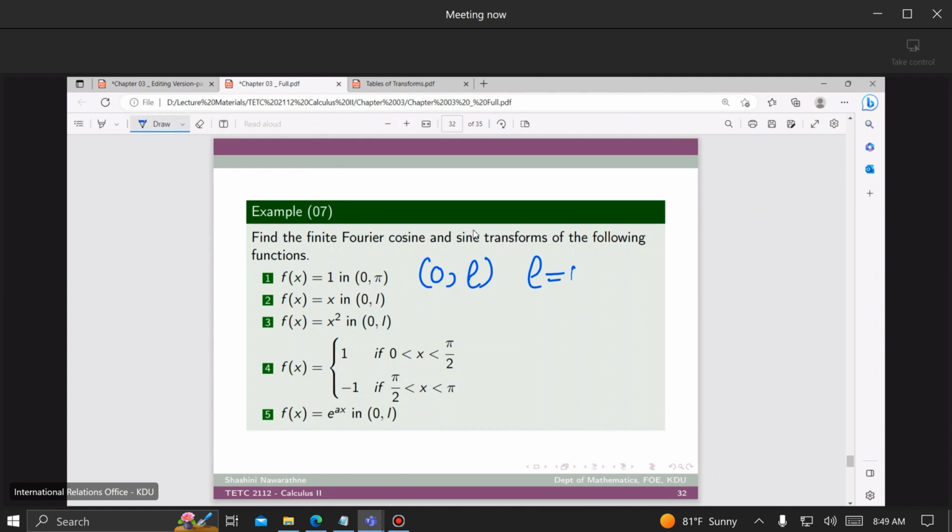Since you are asked to find the finite Fourier cosine and finite Fourier sine transforms, you need to use formula number 1 and formula number 3. Just substitute f of x equal to 1 in formula number 1 and formula number 3 and obtain the answer. I will give some time. Try to do it. Use formula number 1 and 3.